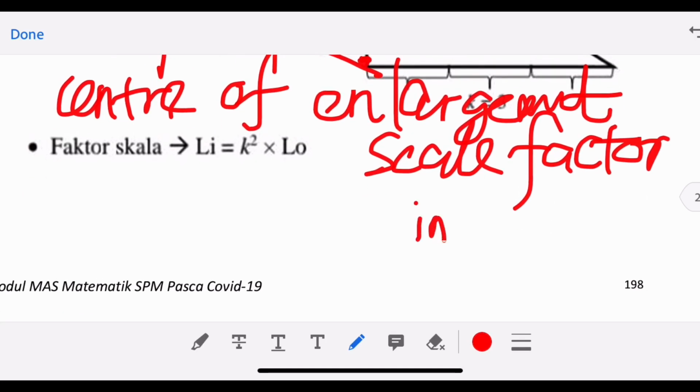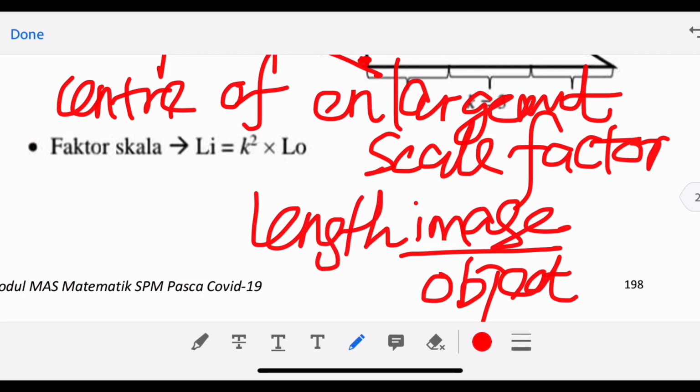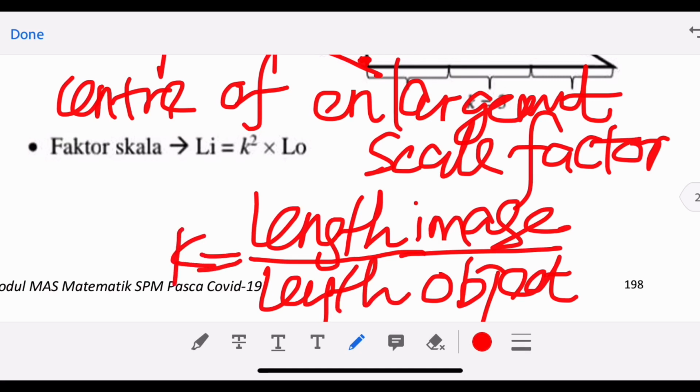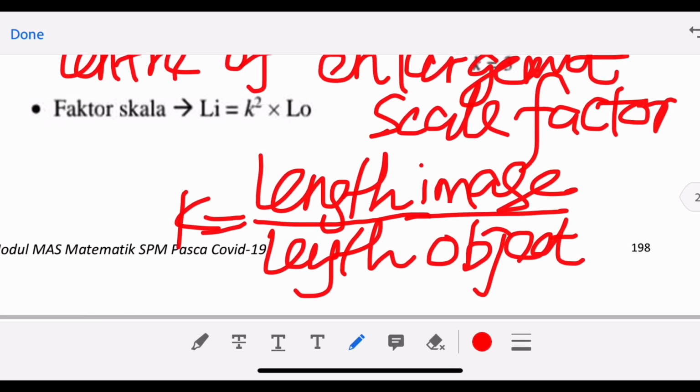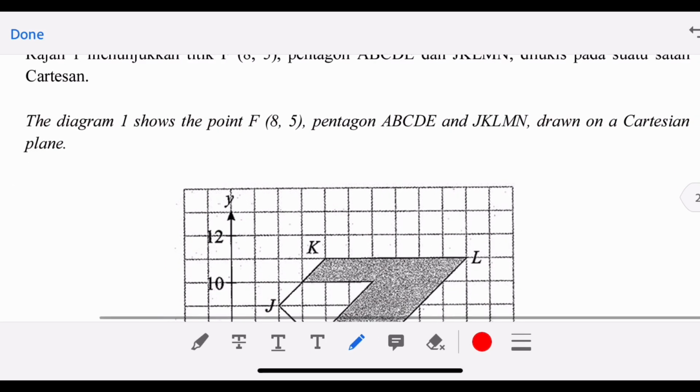And finally, you have to find the area. Area of the image over area of the object is equal to scale factor squared. Remember to square the scale factor. So when we talk about area, we always think about square. If you find the area, you have to square the scale factor. So that is basically about the transformation.